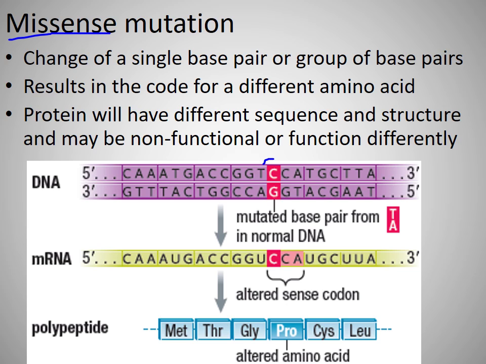Well, the mutated base pair is a C and a G, and it should have been a T and an A. If that happens on a specific gene, that gene is then transcribed into mRNA, and that mRNA is translated into a polypeptide. What we see is a different amino acid. That amino acid will affect the function of that polypeptide. So the result of a missense mutation is a different amino acid in the polypeptide sequence, and this can have a direct result on protein function.